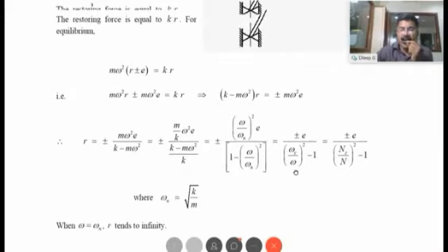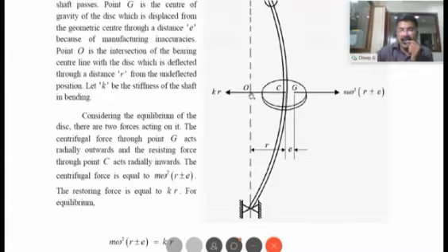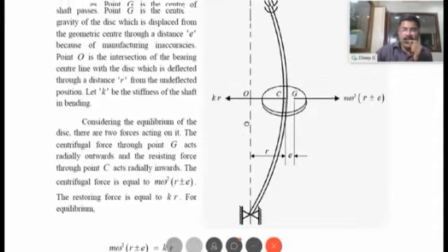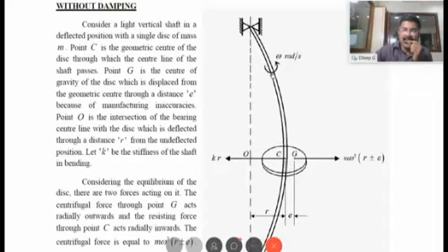R becomes infinity. R is nothing but the deflection of the shaft in the transverse direction. It becomes infinity. That means that the system vibrates violently. So you have to avoid that. In order to avoid that, you have to make sure that the rotation speed of the shaft omega must be different.